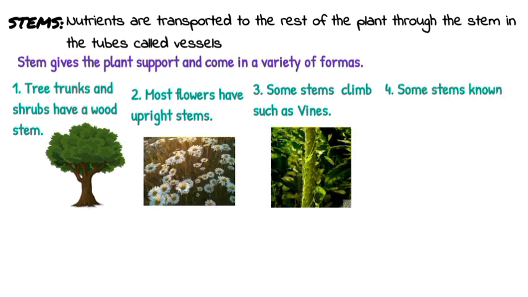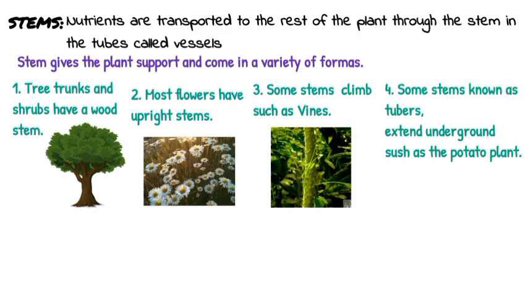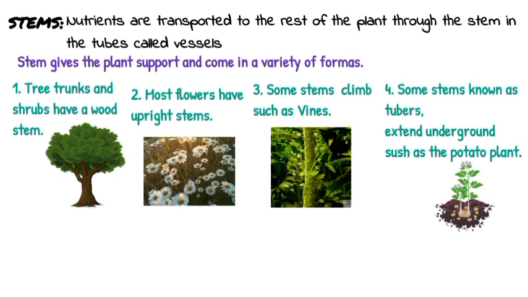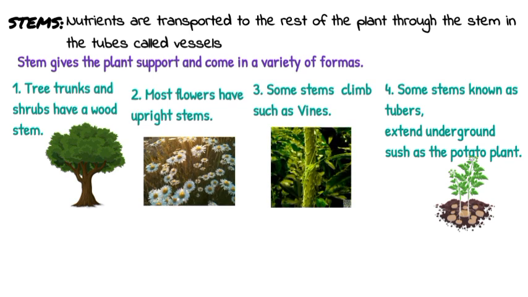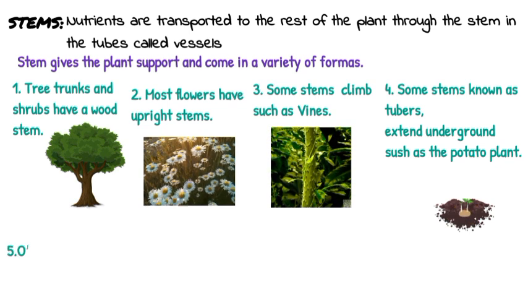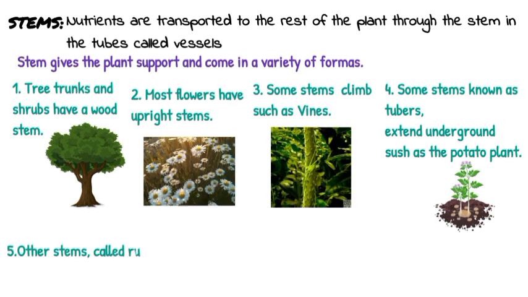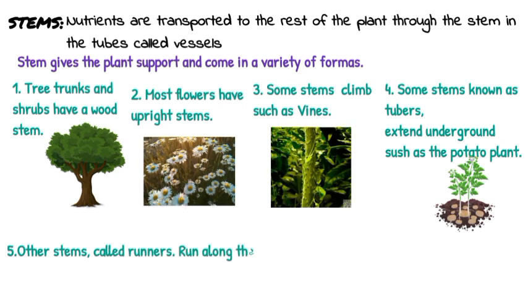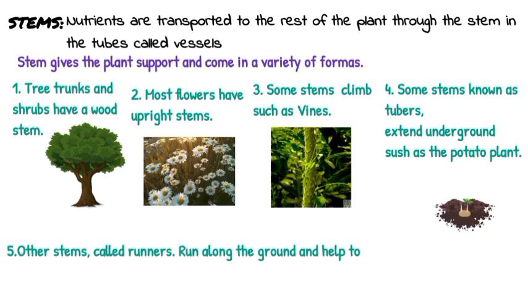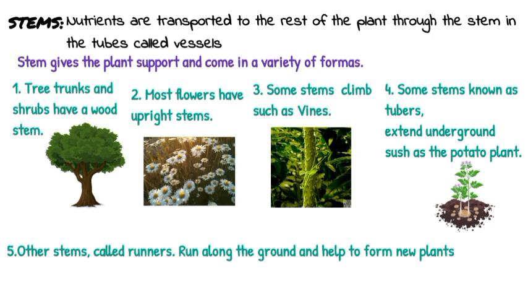Some stems, known as tubers, extend underground, such as the potato plant. Other stems, called runners, run along the ground and help to form new plants.